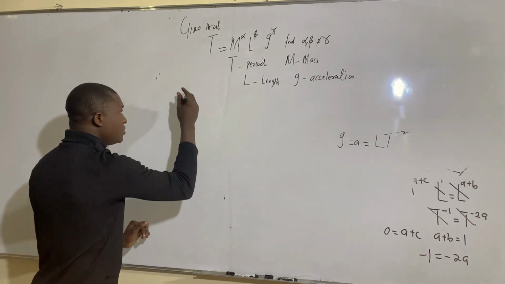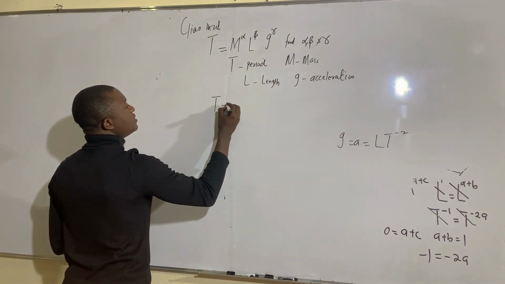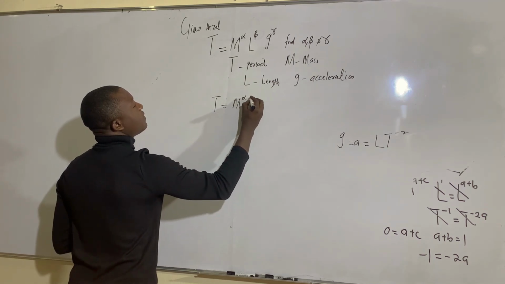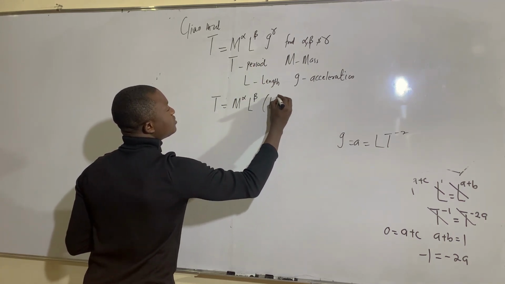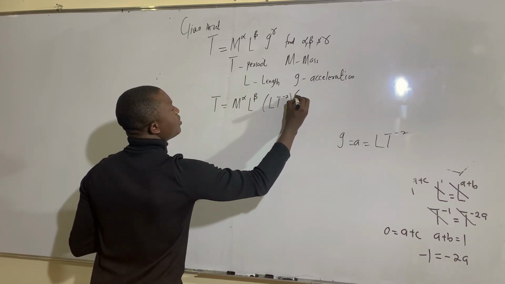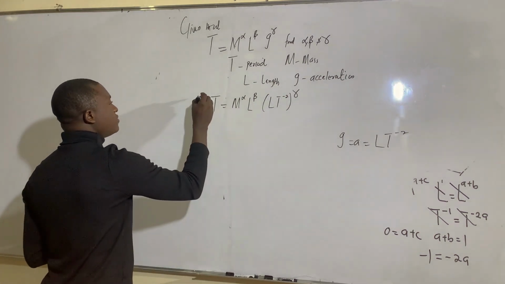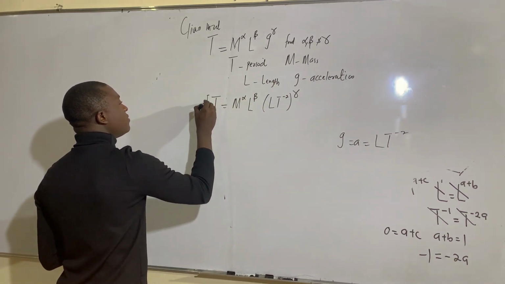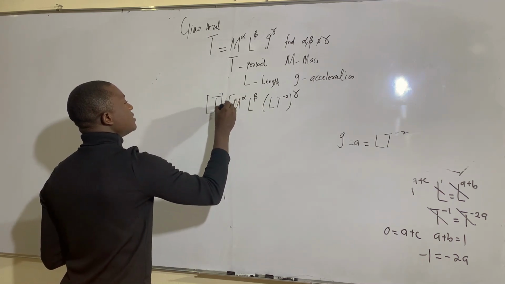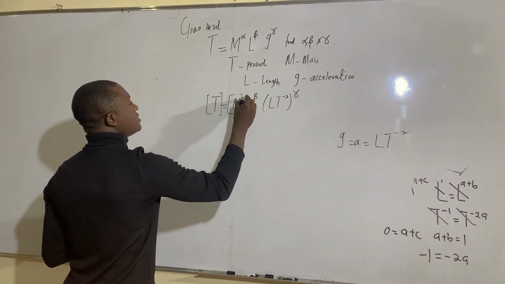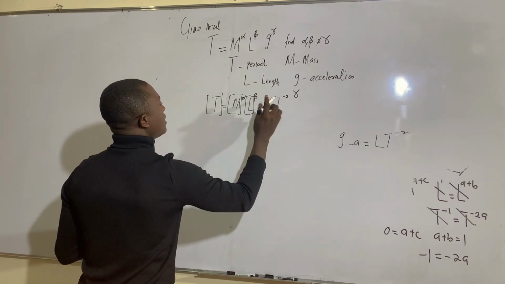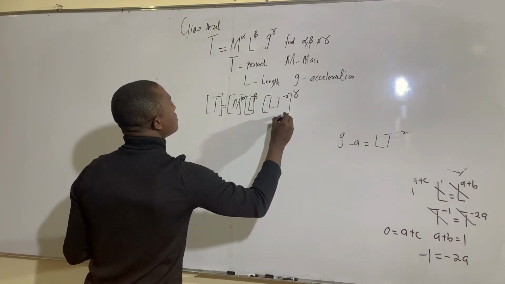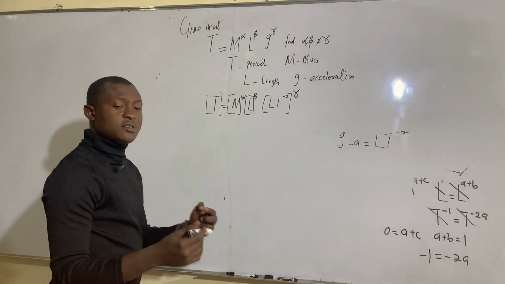Yeah, fine. So there I can have T is equal to M raised to the power of alpha, L raised to the power of beta. Then I will change my G to L T raised to the power of minus 2, all raised to gamma. So please don't forget, you can put them in the form of a closed bracket. It's still the same thing. Don't be confused about that. Just to make it easier, that's why I'm ignoring them.